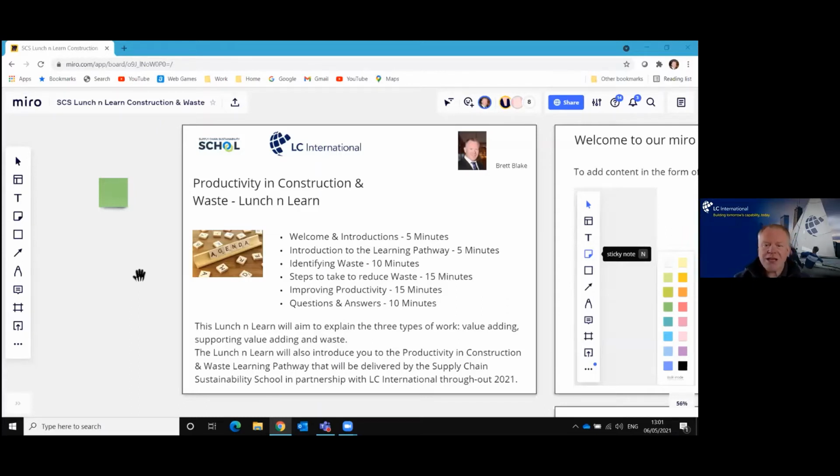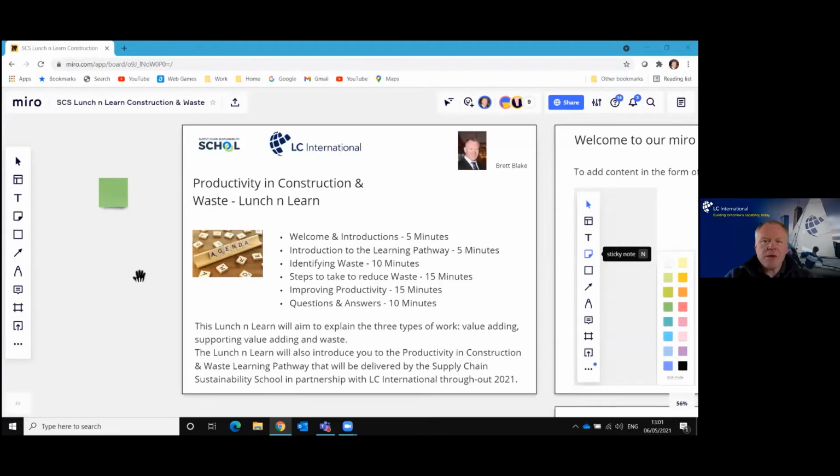So this Lunch and Learn will aim to explain the 3 types of work we consider within lean thinking, which is value adding, supporting value adding, and waste. And this Lunch and Learn will also introduce you to the productivity in construction and waste learning pathway, which is delivered by myself in conjunction with the Supply Chain Sustainability School.